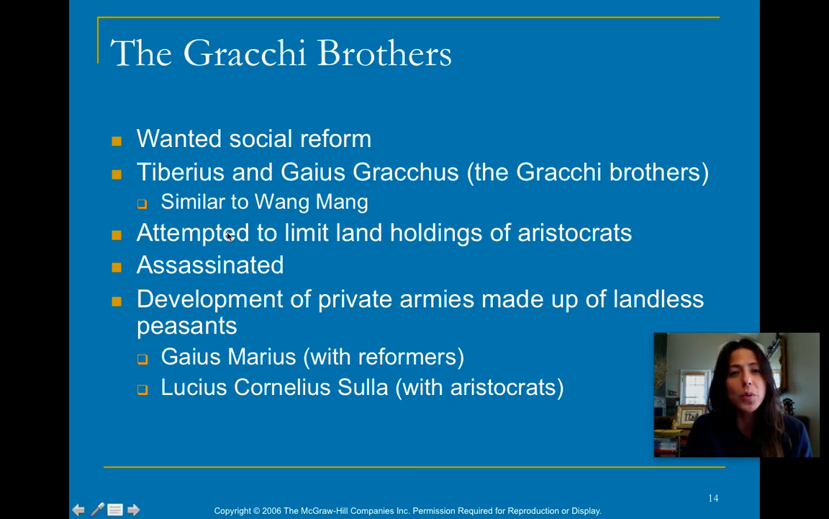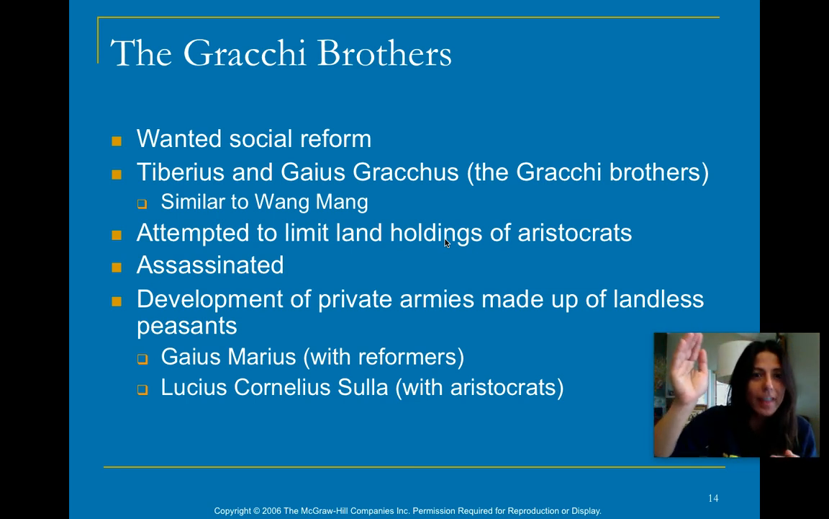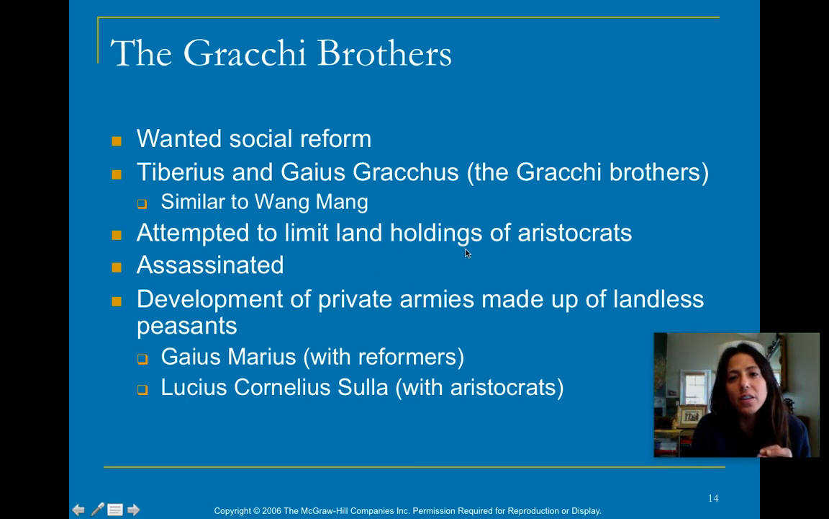Except instead of wanting to redistribute land, they wanted to limit the land holdings of aristocrats. They wanted to say, okay, you've already taken this much of the conquered land. You only get this much. You can't have more than that. And when they tried to do that, the rich elite patricians are going to eventually plot and have them assassinated. Okay, so at that point, social tensions are increasing. Generals are going to jockey for power, and civil war is what we're going to see next, essentially.